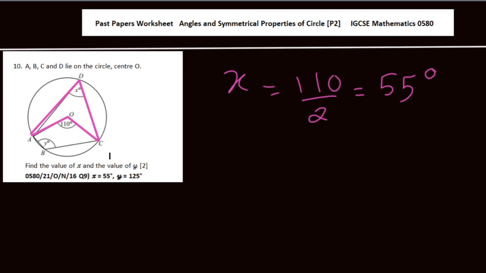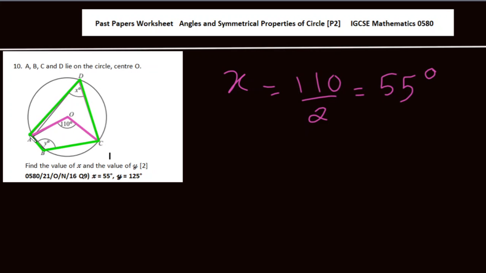Okay, now we have to find the value of angle x and angle y. For finding x, we'll simply use the property that angle at the center is twice the angle at the circumference, which means that x would be half of 110, which gives us 55 degrees. Okay, and then now we have to find the angle y, and now we'll use the property that angles in the opposite segments are supplementary.